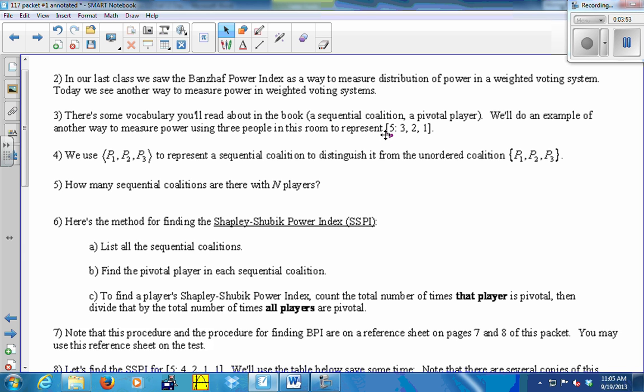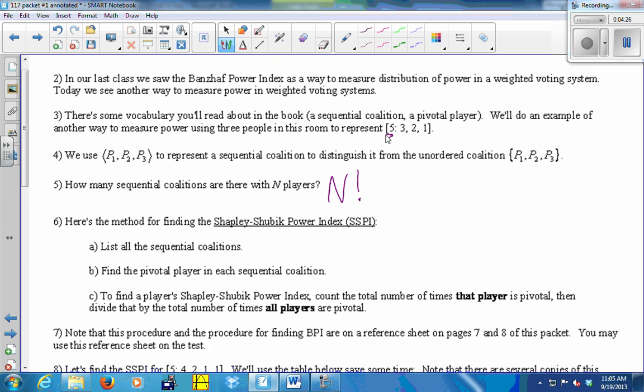We use a little bit of a different notation to represent a sequential coalition as opposed to the unordered coalitions from last class. Last class we used the curly brackets, and player 1, player 2, player 3 would have been the same as player 2, player 3, player 1. It's just those 3 players. When we're doing ordered coalitions where order matters, we use little angle brackets. And when you have n players, you have n factorial coalitions.